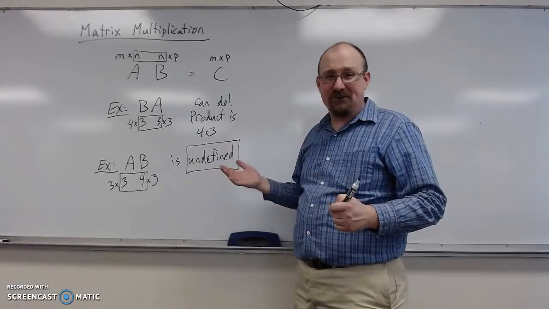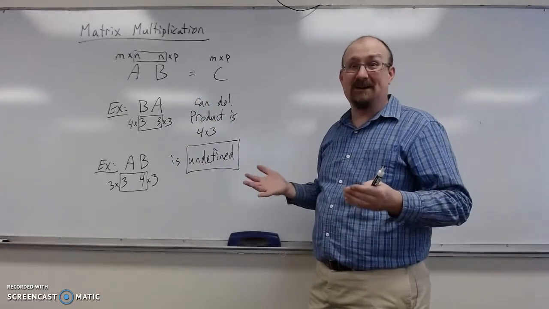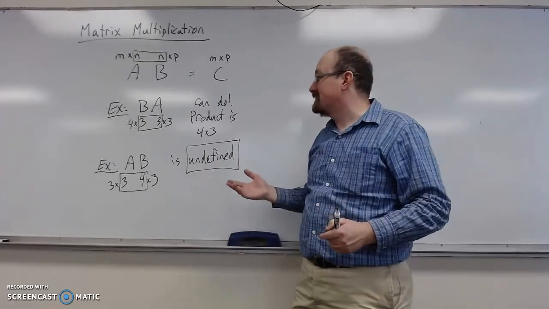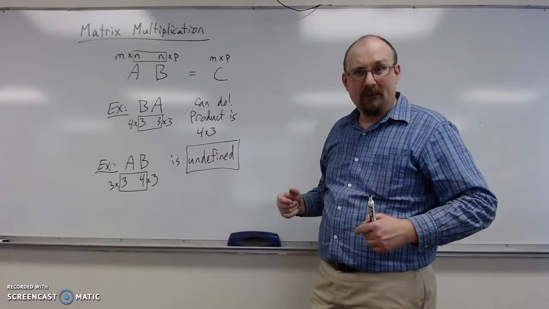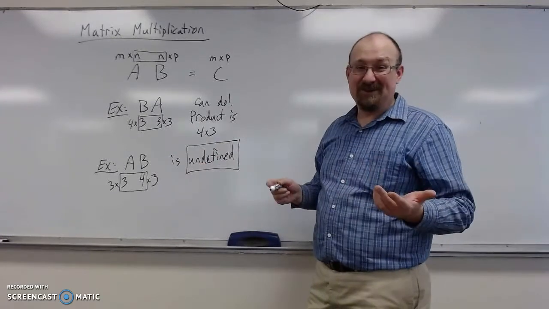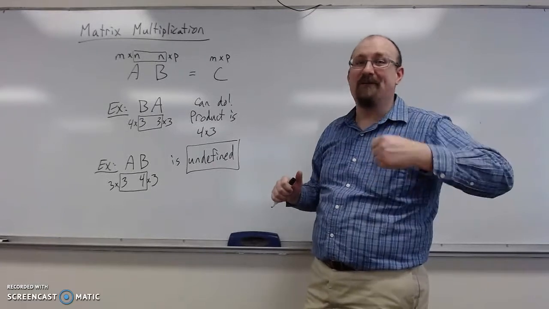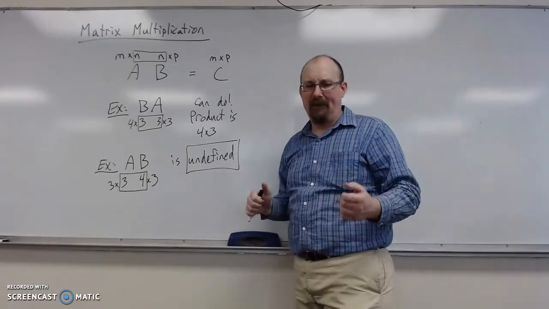So not all matrices can be multiplied together, and the order in which you do these really does make a difference. Even in situations where you have two matrices that you can actually multiply, just in terms of the values, you're still not guaranteed that A times B and B times A would in fact end up giving you the same thing.